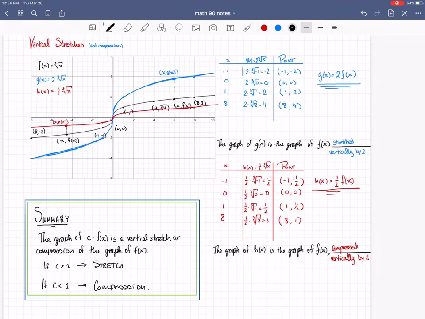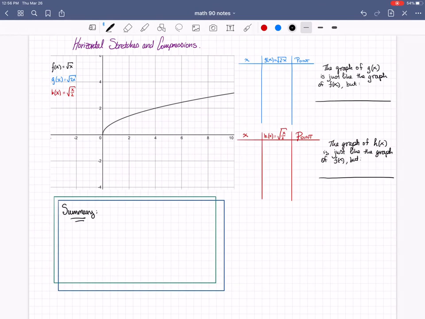All right, so now let's go over here, and you'll notice I have a lot prepared for this piece of our discussion also. This is horizontal stretches and compressions. So same exact thing, but thinking about it horizontally. This time we're starting with the square root of x, which is a familiar shape. We've worked with it before.